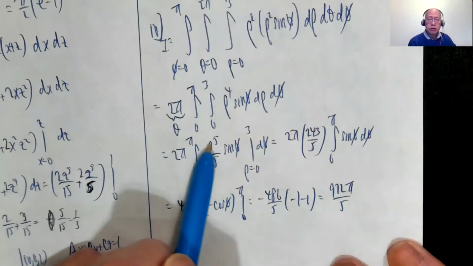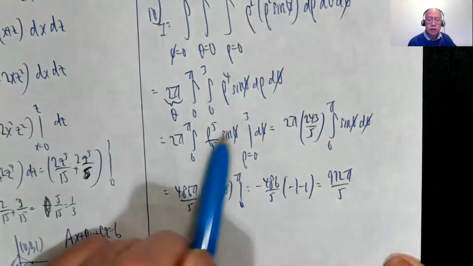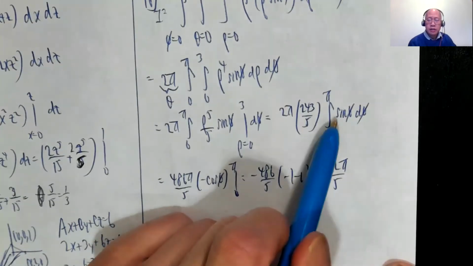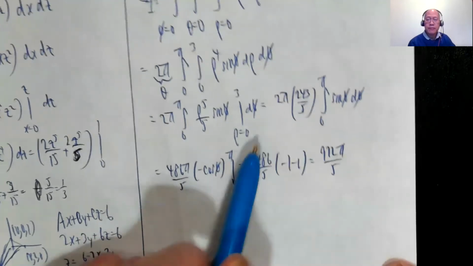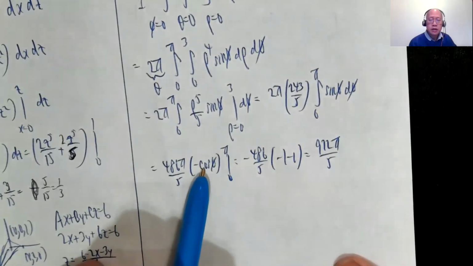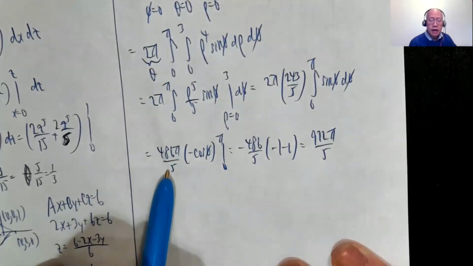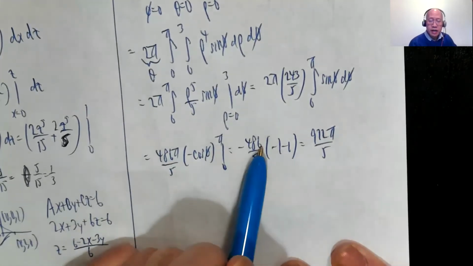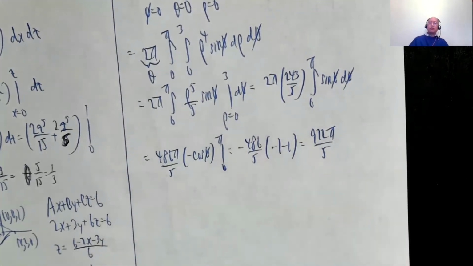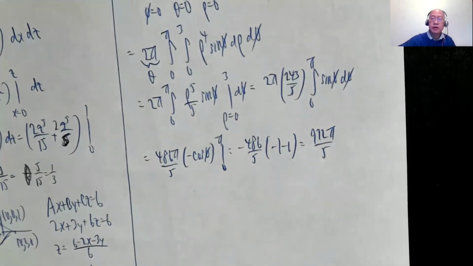Integrate with respect to rho, that's rho to the 5th over 5, sine phi from 0 to 3. Plug in 0, you get 0. Plug in 3, 2 pi times 243 over 5. So that comes out to be 486 pi over 5. Integrate sine phi, d phi from 0 to pi. Integral of sine is negative cosine from 0 to pi. Plug in pi, you get negative 1. Minus plug in 0, you get 1. So 972 pi over 5. All right, so these are solutions to exam 4 for top 3, 5 o'clock section.